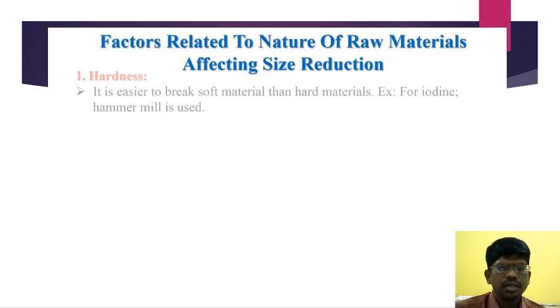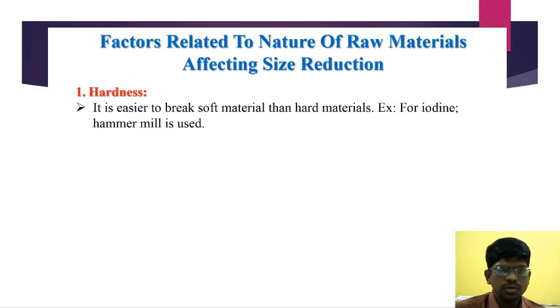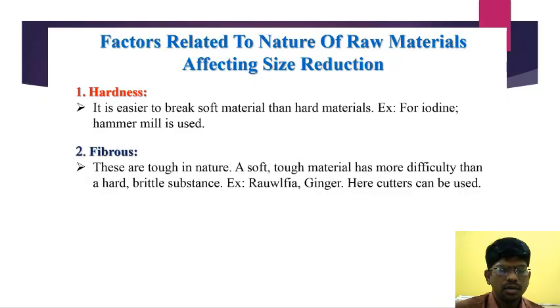Whenever it comes to the nature of the raw materials, take hardness: sometimes it is very easy to break soft materials compared with hard materials. The best example is iodine. Iodine is very easy to break and is a very soft material, and for that, if you make use of a hammer mill, that will be enough. Like this, we need to select the mill on the basis of the nature of the raw materials.